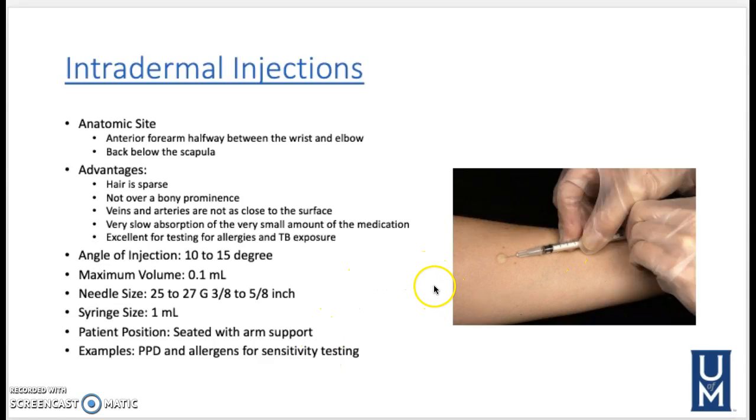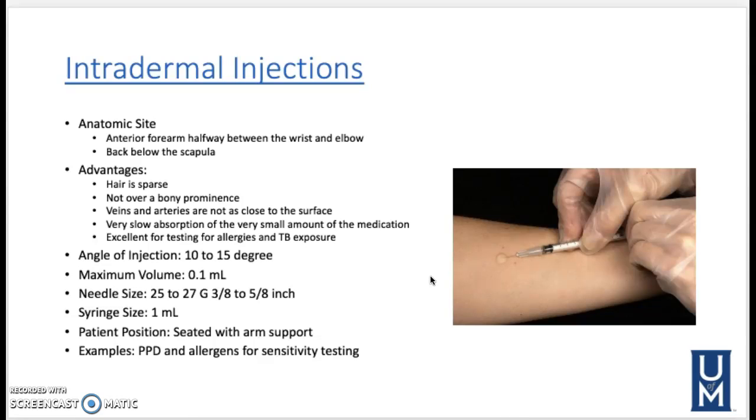You can also give intradermal injections on the back, below the scapula or below the shoulder blade. So why do we use these areas, and why do we use intradermal injections? Here in these areas, the hair is sparse. They're not over any type of bony prominences. Veins and arteries are not as close to the surface. They also have a very slow absorption of the very small amount of medication in these sites. And these sites are also excellent for testing for allergies and TB exposure.